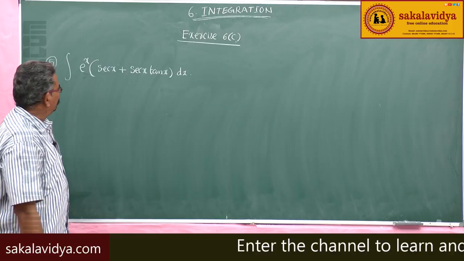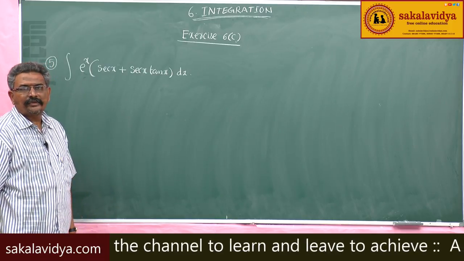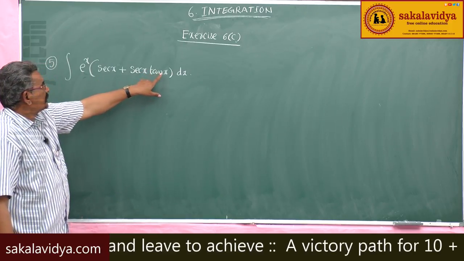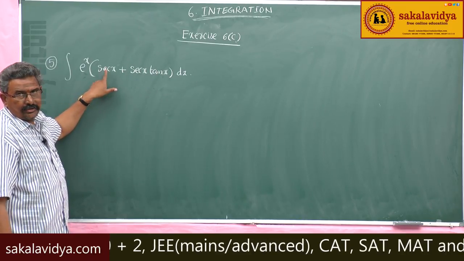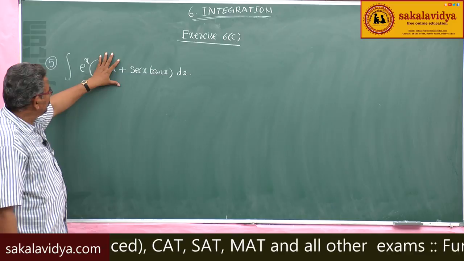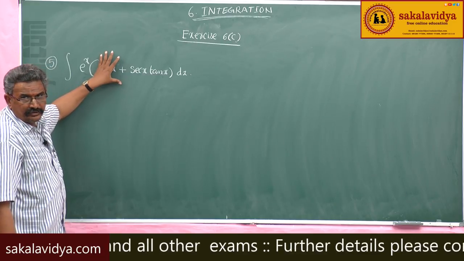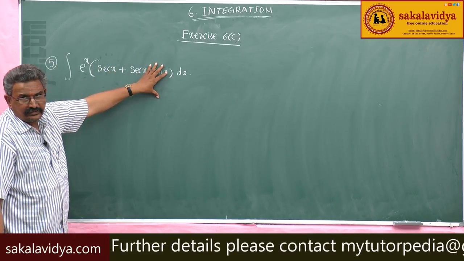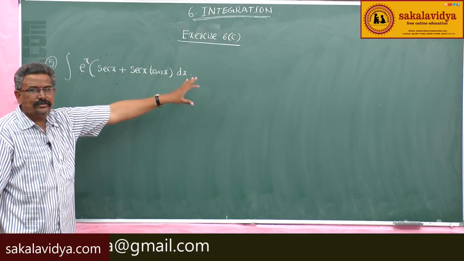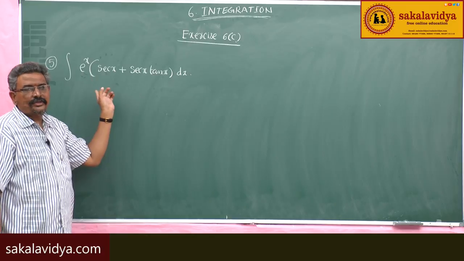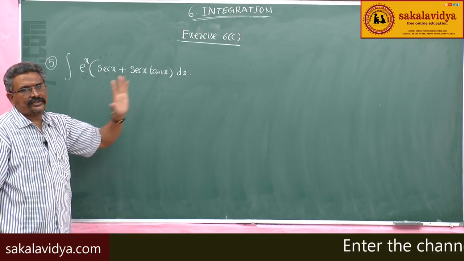Now, what do you observe in this problem? The secant x tan x is the derivative of secant x. Suppose we say f of x is equal to secant x, then this becomes f dash x. So now this becomes integral e power x into f of x plus f dash x into dx. So e power x into f of x is the answer.